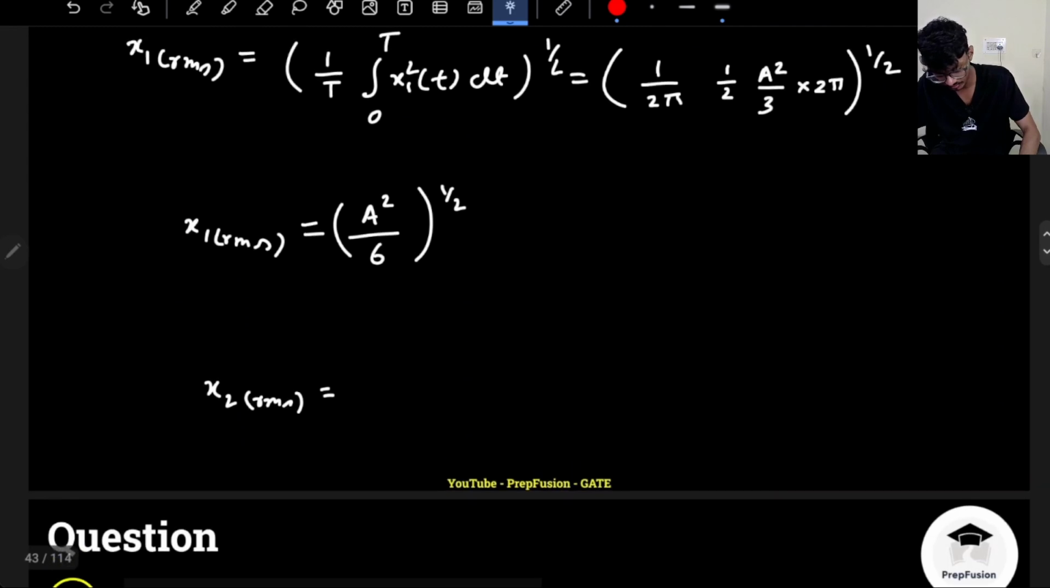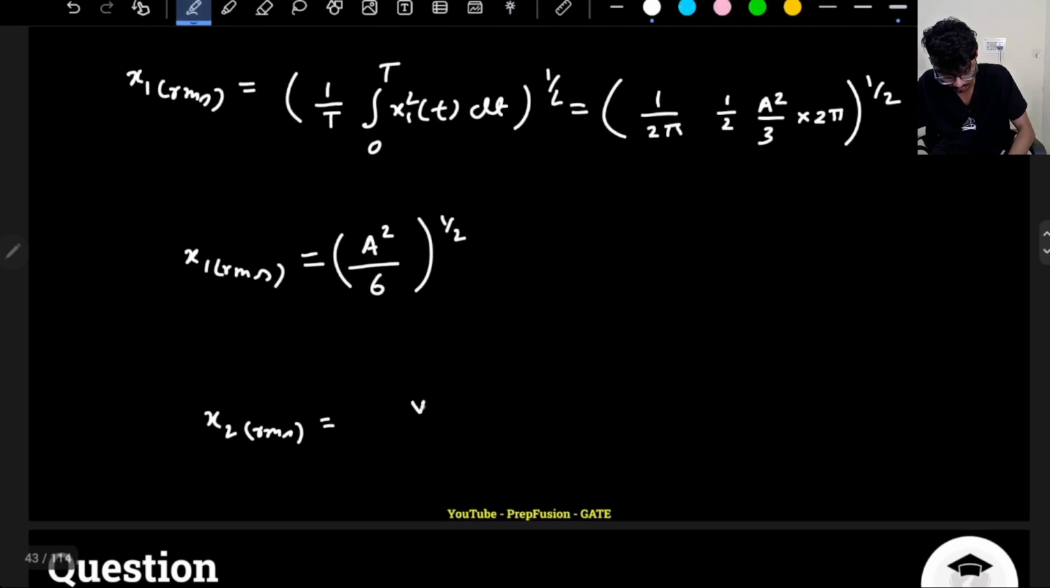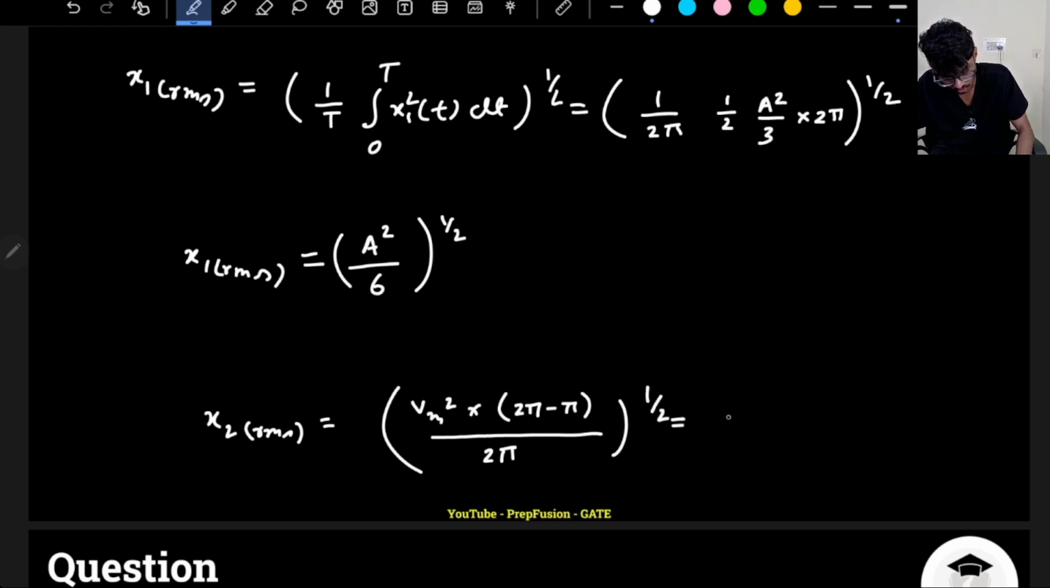So x2 RMS will be what? If I write the area, it will be Vm square into the width. Width is 2 pi minus pi, divided by the time period, that is 2 pi. Okay, that is the area average, and then if I take the whole under root, it will simply be Vm square by 2 whole under root.